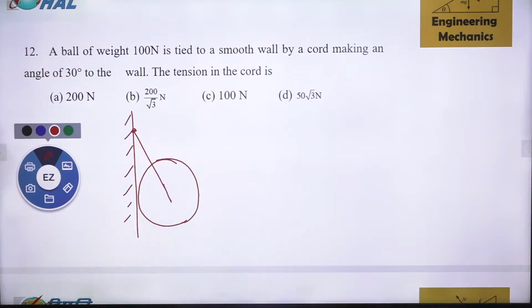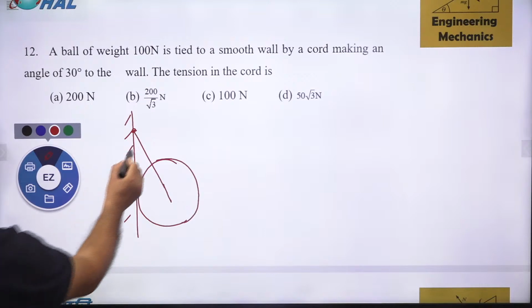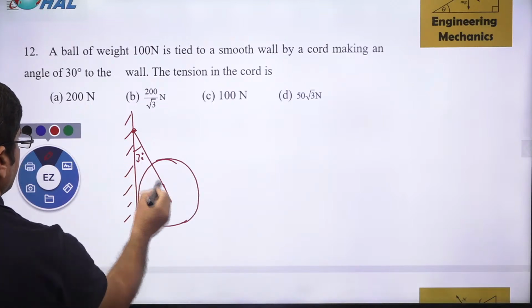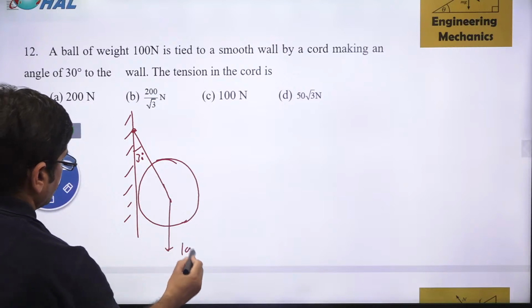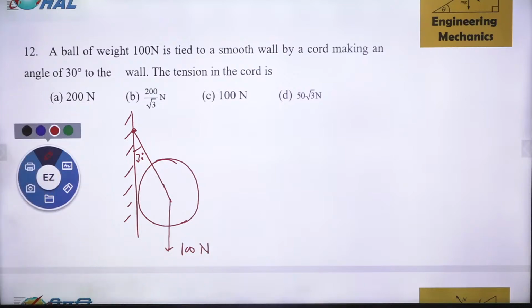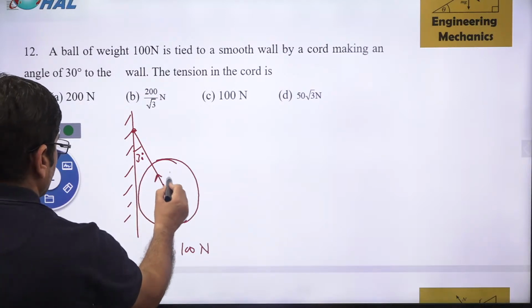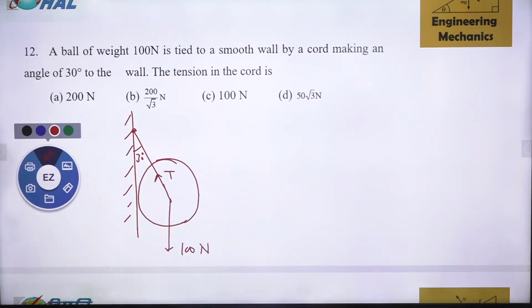So there's a ball and a cord connected to this ball. The weight of the ball is 100 Newton and the cord is making a 30 degree angle. This one is 30 degree and the weight is 100 Newton. What is the tension in the cord? That is the question, and that is what we have to find out.